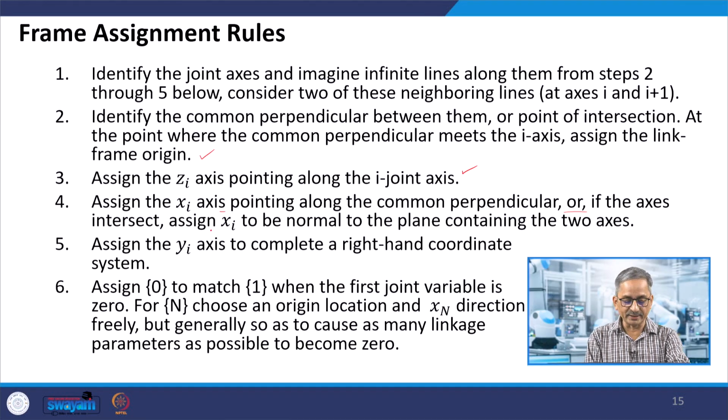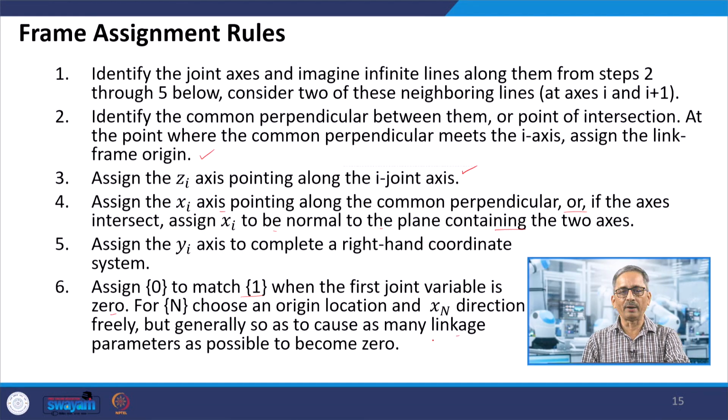Assign the zi axis pointing along the ith joint axis, and align the xi axis pointing along the common perpendicular, or if the axes intersect, assign xi to be normal to the plane containing the 2 axes. Assign the y-axis to complete the right hand coordinate system, and assign frame 0 to match frame 1 when the first joint variable is 0. For frame n, choose an origin location and extend the direction freely, but generally so as to cause as many linkage parameters as possible to become 0.